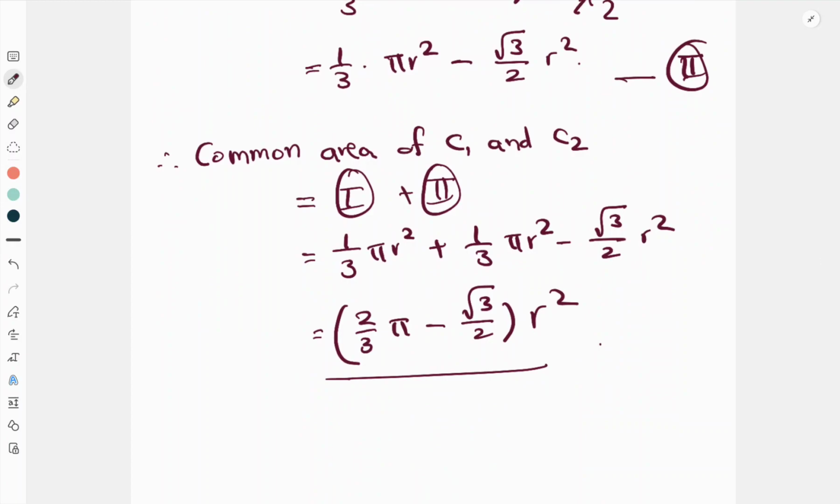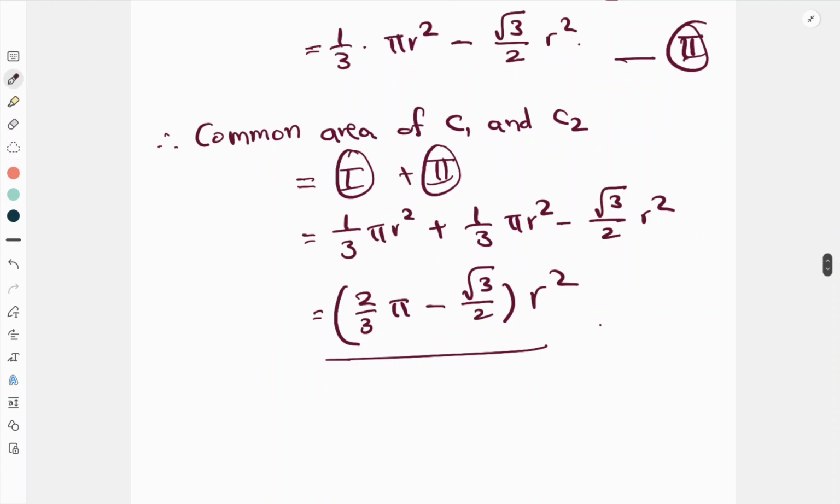As a sanity check, let's confirm that this number is positive and I did not make any mistakes. Pi is 3.14, but let's say it is 3. So two-thirds of this is 2, and √3 divided by 2 is around 0.86. So this whole number is positive, so it passes the sanity check. Okay, so that's about it.